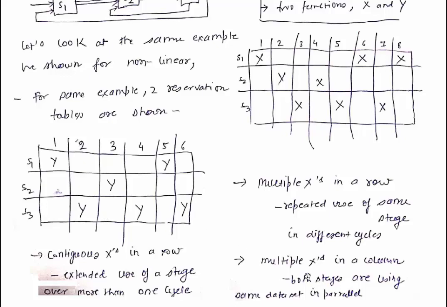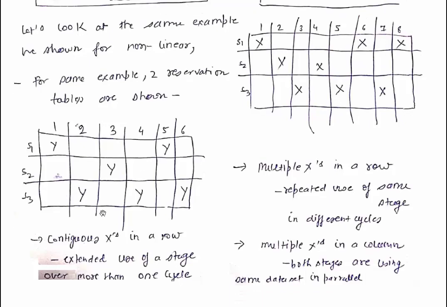Now multiple X's in a column represent that both stages are using the same data in parallel. So let's say I do not have an example, so let's say you have Y, and Y is here also. That means at the second time step S1 and S3 both are using this data.